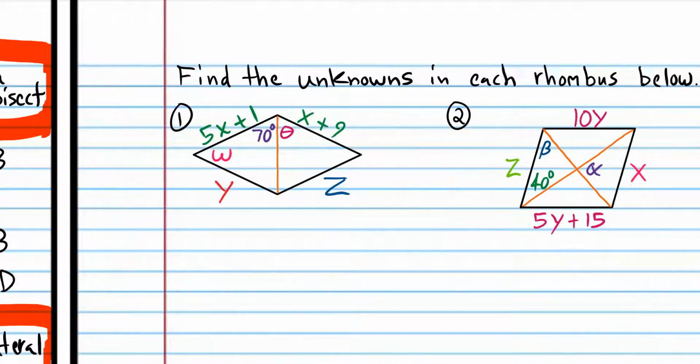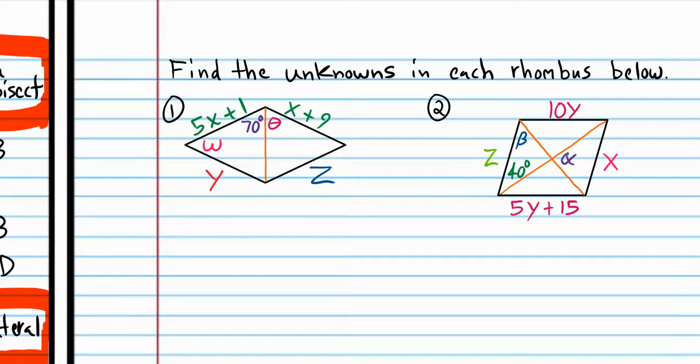So we're told that these are rhombi. So what that means is that all the sides are congruent. So we know that 5x plus 1 is equal to x plus 9. And so we can subtract x from both sides, subtract 1 from both sides, divide both sides by 4, and we get x is equal to 2.